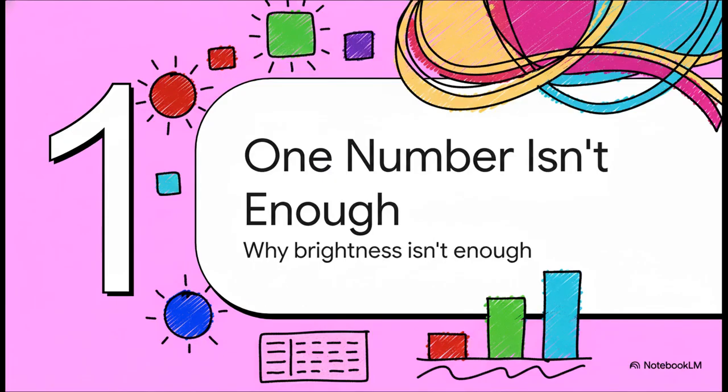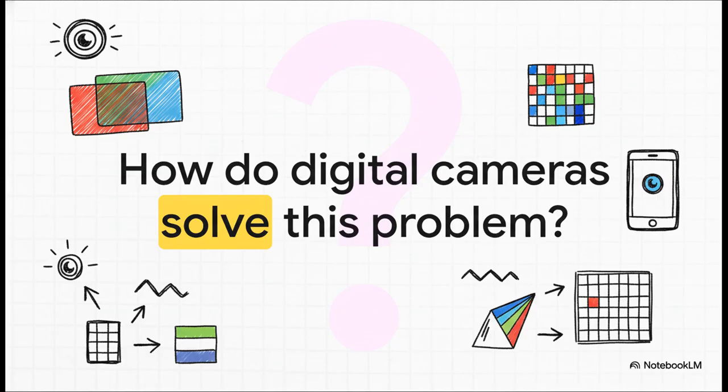Well, right off the bat, it's pretty obvious that one number just isn't going to cut it. Color is way more complicated than just brightness. I mean, think about it. You could have a bright red pixel right next to a bright green one. They could have the exact same brightness, but they're totally different colors. So yeah, a single number? No way. So what's the trick here?